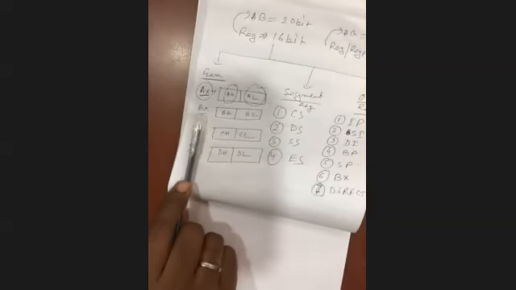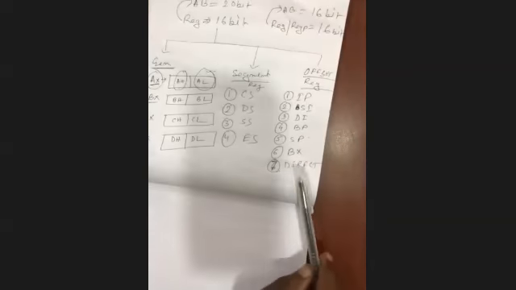So BX, general purpose register. Here same, it's a general purpose register. And direct means you can give the address directly.